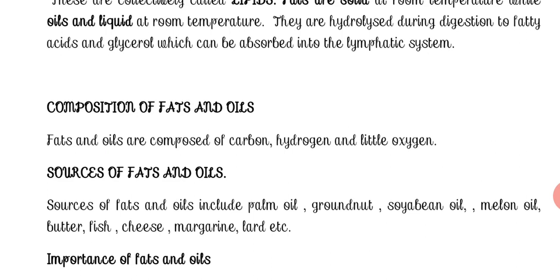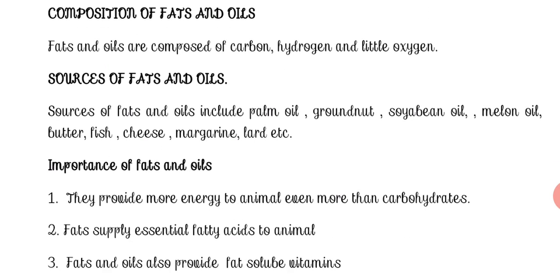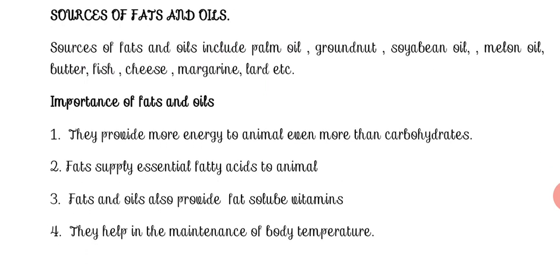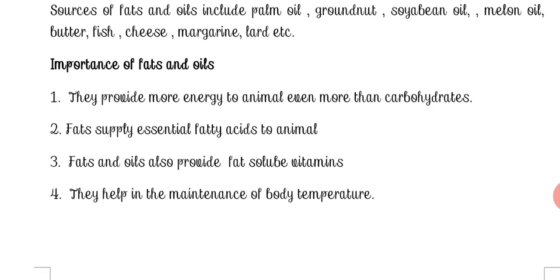Sources of fats and oils. These include palm oil, groundnut, soybean oil, melon oil, butter, fish, cheese, margarine, lard, etc. Importance of fats and oils. They provide more energy to animals, even more than carbohydrates. Fats supply essential fatty acids to animals. Fats and oils also provide fat-soluble vitamins. Fats also help in maintenance of body temperature.